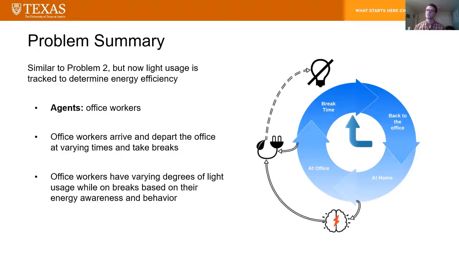So again, the agents are the office workers. These agents arrive and depart the office at varying times, and they take breaks at their mandated 3.5 hours. However, now the office workers will have varying degrees of light usage behavior, and when they go on their breaks, they may or may not keep the light in their office on or off. And you can see from the image on the right that this problem is very similar to problem 2, but there's now an added component of energy efficiency.